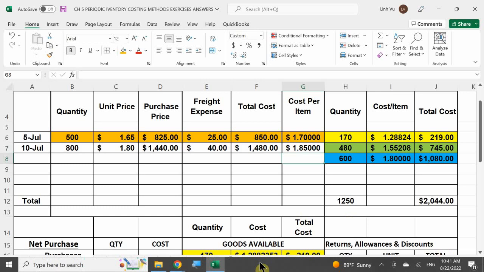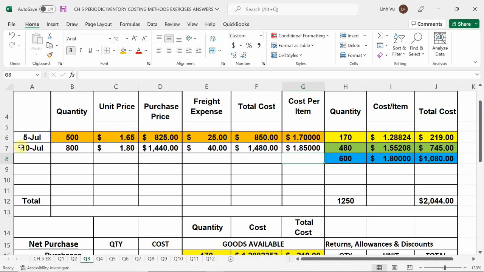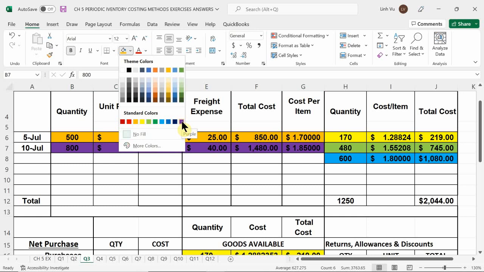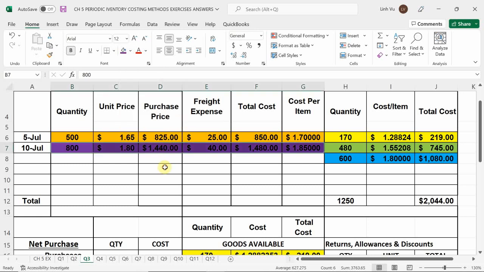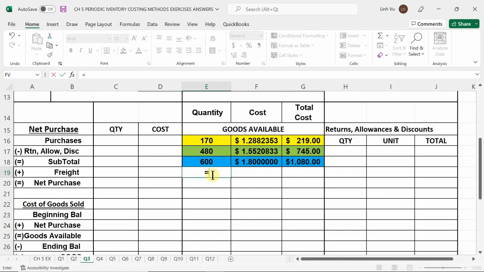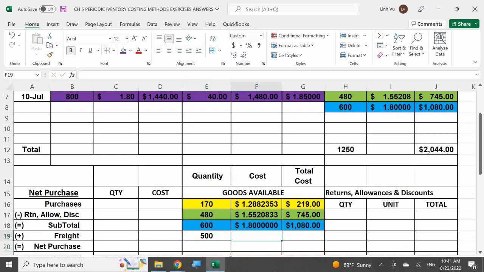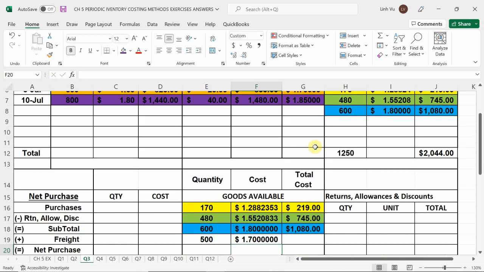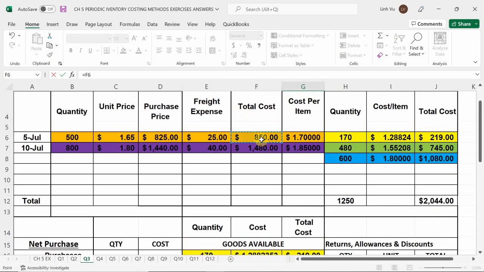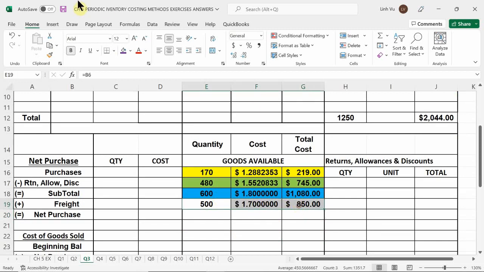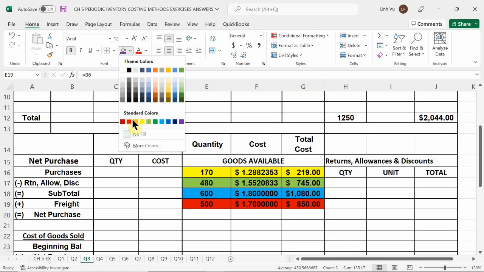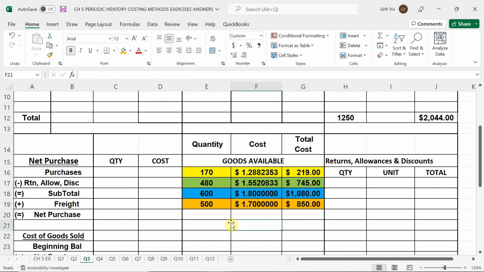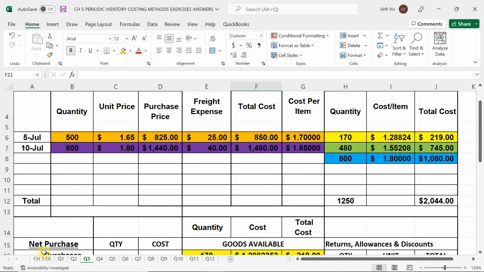All right, so now we need to identify another color. Let's see what other colors I have available. I guess we can do purple. We'll call this the purple batch. Now let's take a look. Since we know that we have this orange batch and no changes were made to it, I can go ahead and add that into my goods available, because it doesn't need to be adjusted. We didn't return anything. Awesome. So there you go, I have another 500 units added to my pile. Now let's see what happened next.